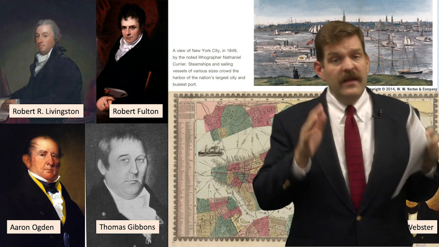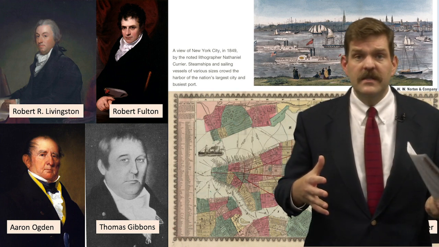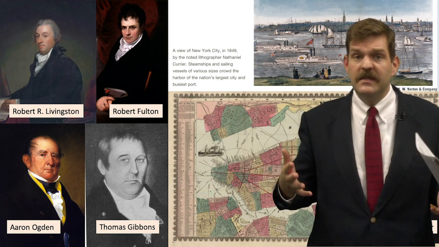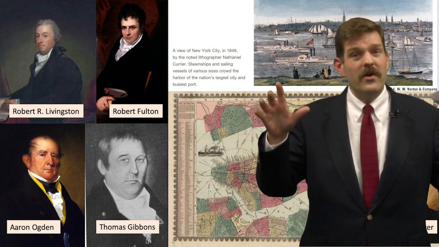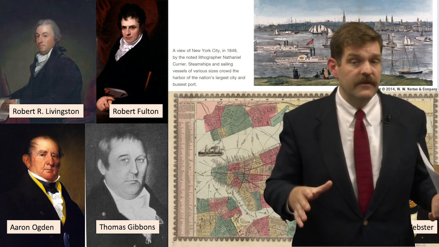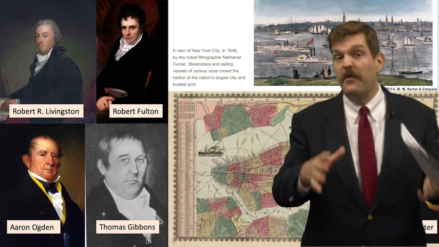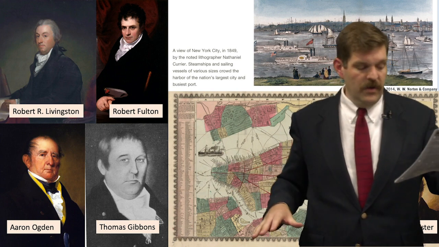So basically, Livingston and Fulton team up. They form a steamship business, and they get a contract with the state of New York to basically say that if you're going to use a steamboat on any water in New York, it belongs only to Livingston and Fulton. They have the exclusive rights. They have a monopoly on steam or fire ship travel on any river in New York.